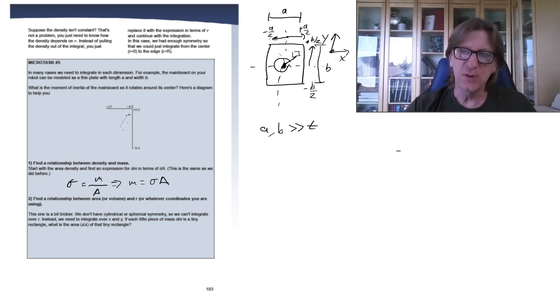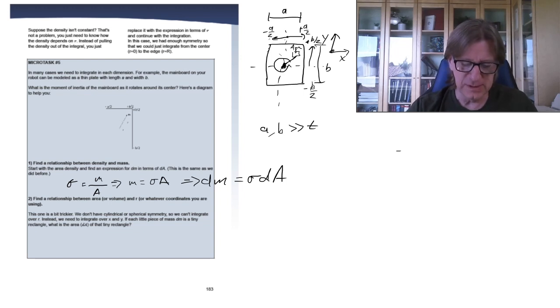Now I need to take the derivative of both sides so that I can get a dm, because this little piece right here, remember, is a dm. So I'm going to take the derivative of both sides, and this is going to give me dm is equal to sigma dA. All right, and so far this is exactly what we did before.